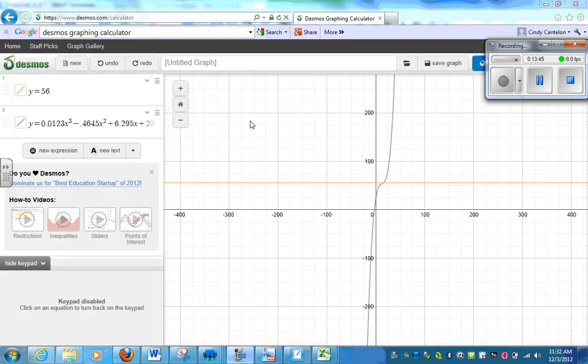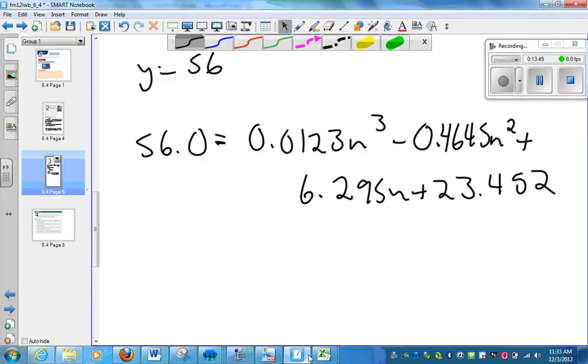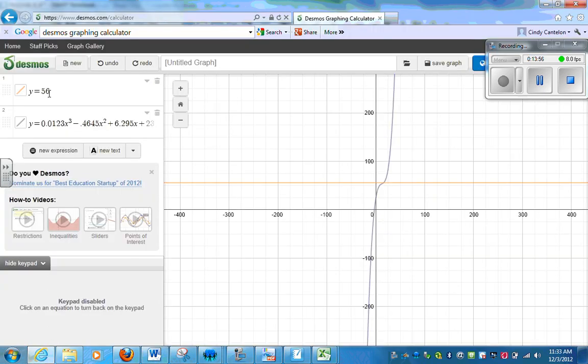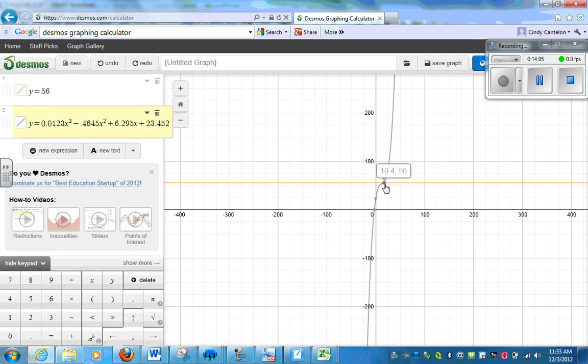Okay, so I took a little different route to solve this one. Since our equation was 56 equals this cubic, what I did is I first drew y equals 56 and got a constant line. And then I graphed that cubic, and I want to know their intersection. I can see their intersection is at 16.4. That's the x value where these two functions are equal.